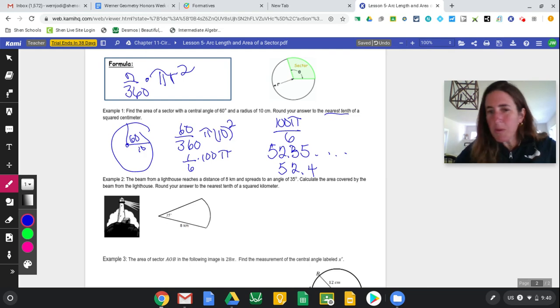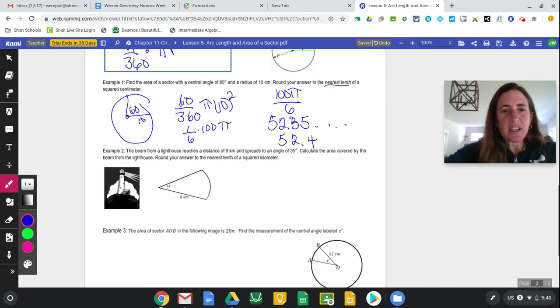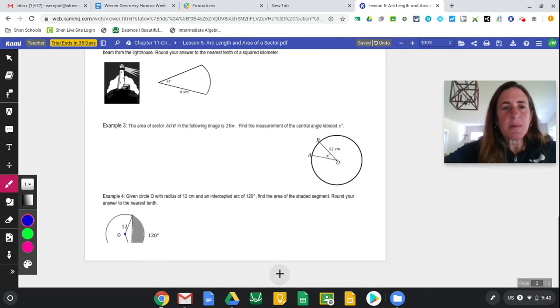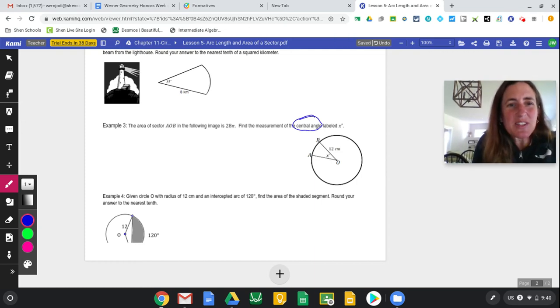Let's try one of those where we work backwards. So we're going to skip that second one because it's the same idea as the one above. But let's try to find one where we're actually looking for the angle. Okay, so the area of the sector ALB in the following image is 28 pi. So they're telling us the area is 28 pi.